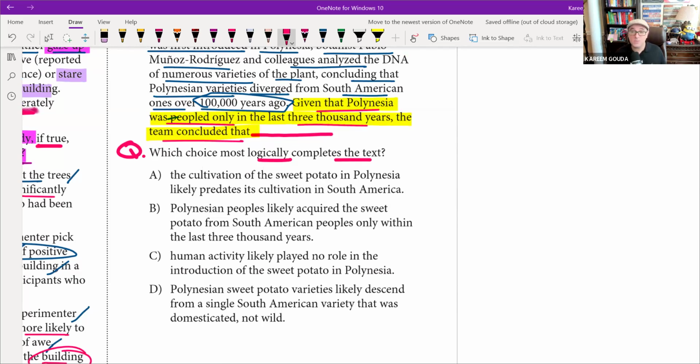So the sweet potato has been in Polynesia 100,000 years ago, but there were only people in Polynesia 3,000 years ago. So the sweet potato was there before the people, right? What does that mean? A: The cultivation of the sweet potato in Polynesia likely predates its cultivation in South America. So it was in Polynesia before South America. B: Polynesian peoples likely acquired the sweet potato from South American peoples. Wait a minute, this is wrong. Why?